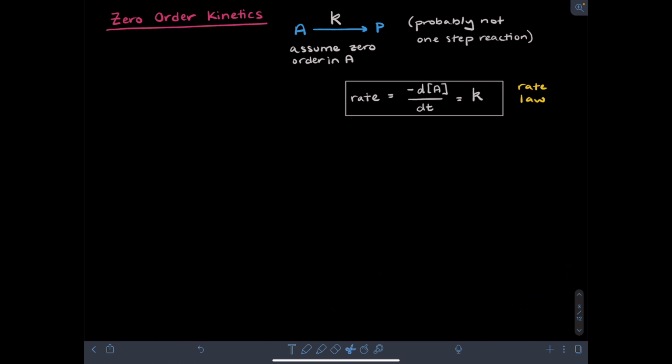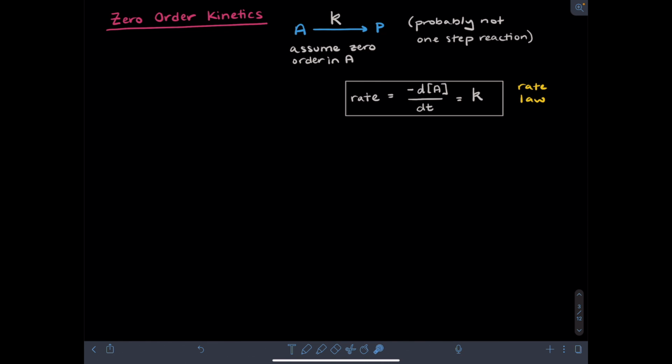For a 0 order reaction, the rate is equal to the rate constant, not multiplied by a concentration term. The rate is a measure of the disappearance of starting material with respect to time, which can be written as negative d concentration A over dt.